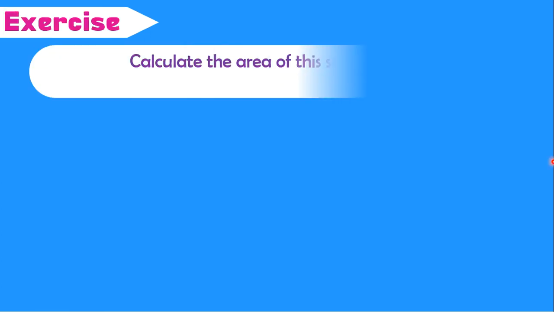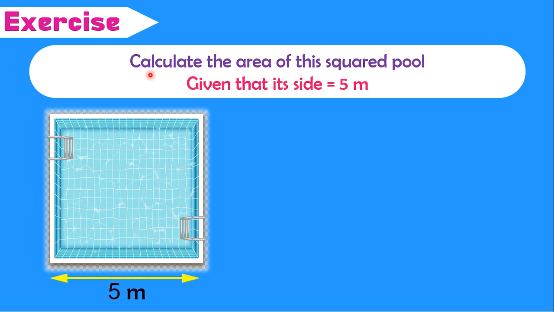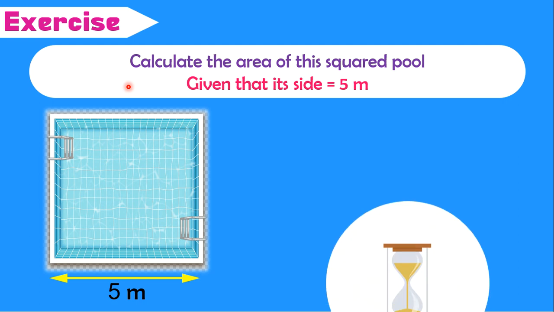Let's do an exercise. We have to calculate the area of this squared pool. Given that its side equals 5 meters. Notice that it is squared. I will give you some time.